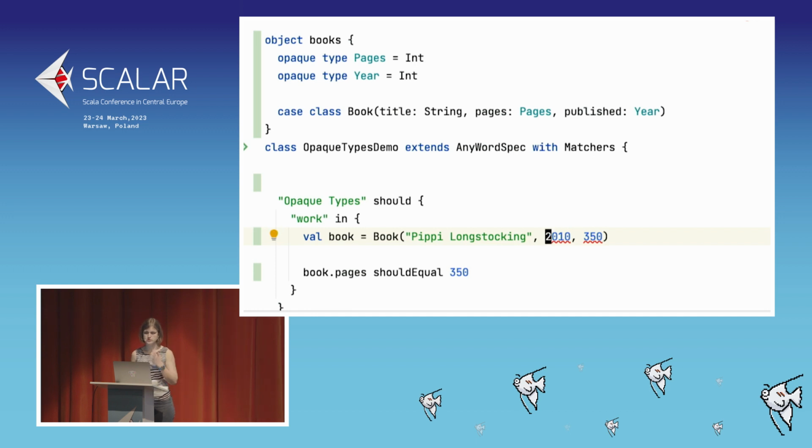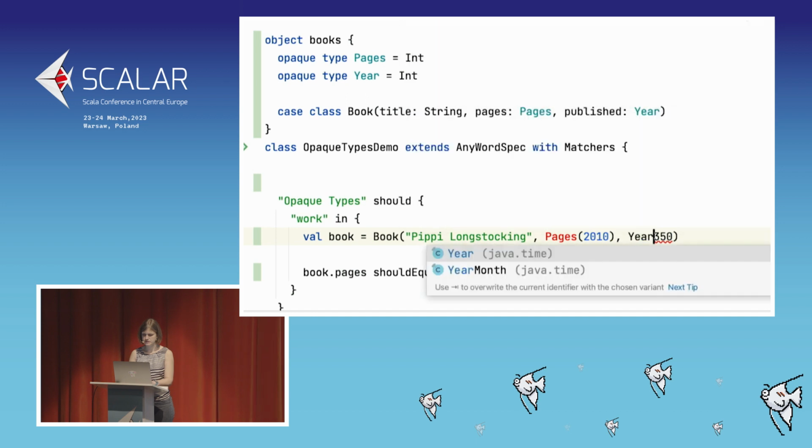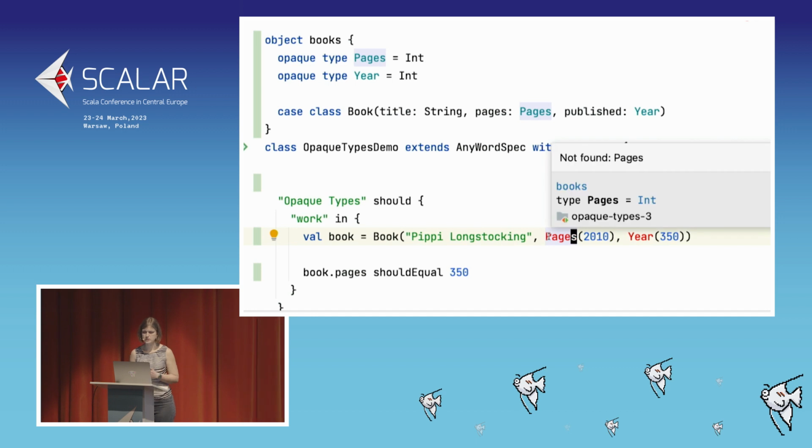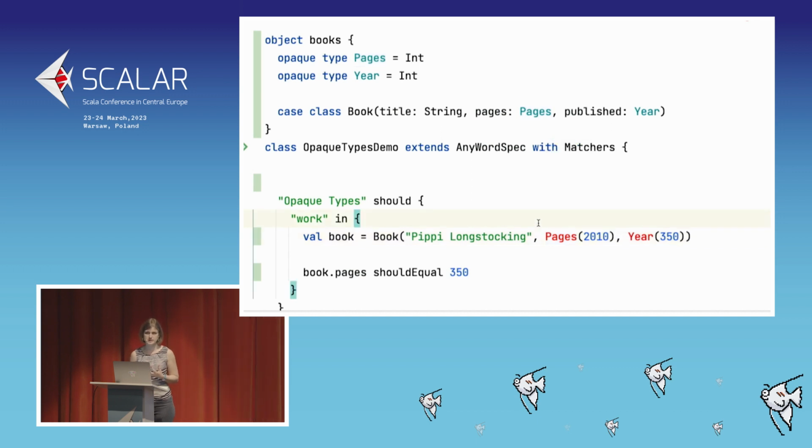If you are used to value classes, then you're used to an API like that. So we have pages and year. That's what we would expect. But still, the compiler is not happy. It doesn't find such a constructor. And this is another important thing about opaque types, is that they give you no API whatsoever out of the box. So you don't have the constructor as we are used with case classes. You have nothing. So how can we work with that?